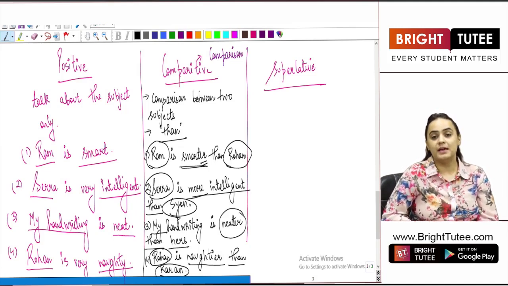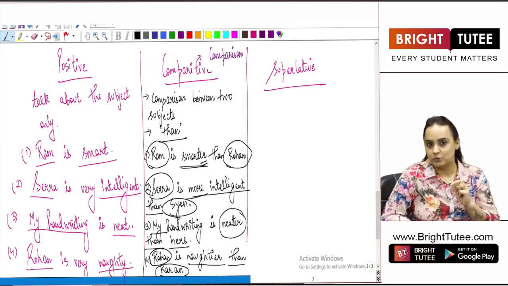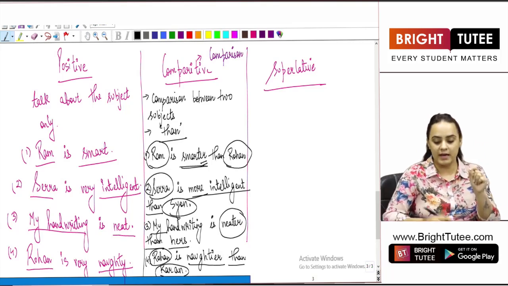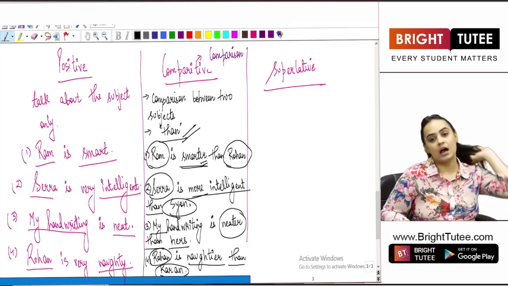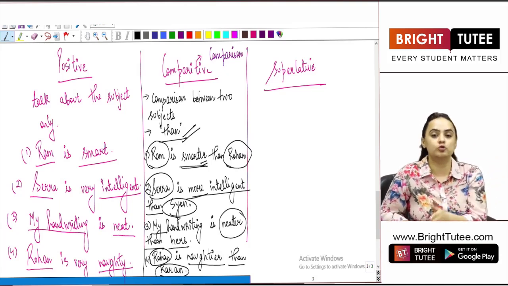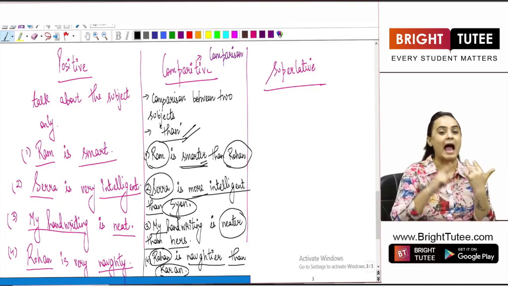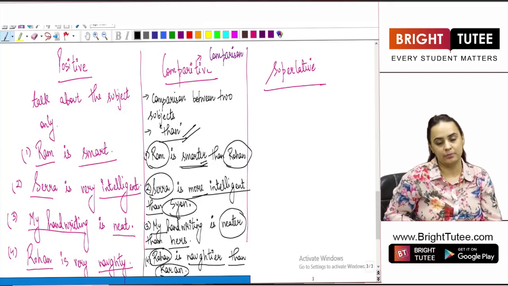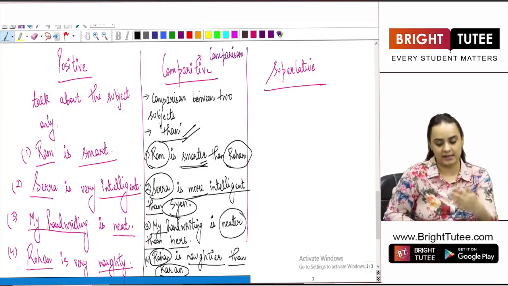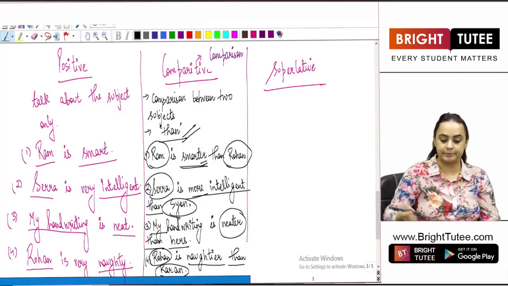In comparative degree, we make a comparison between two subjects. There will always be "than" used in the sentences. And I can change an adjective to comparative degree by either adding er, ier or "more" at the beginning of the adjective, as you have seen in the examples.